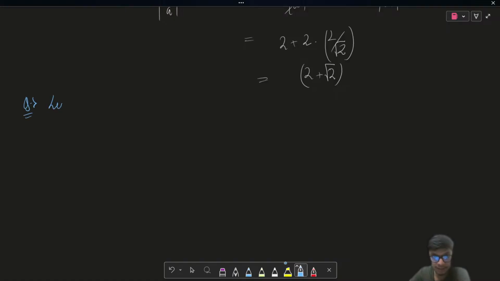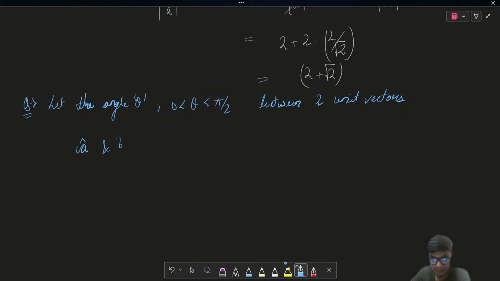The question says: let the angle theta be given as between 0 to pi by 2, and that particular angle is between two unit vectors, which are given as a cap and b cap. That angle is given as sine inverse of root 65 upon 9.